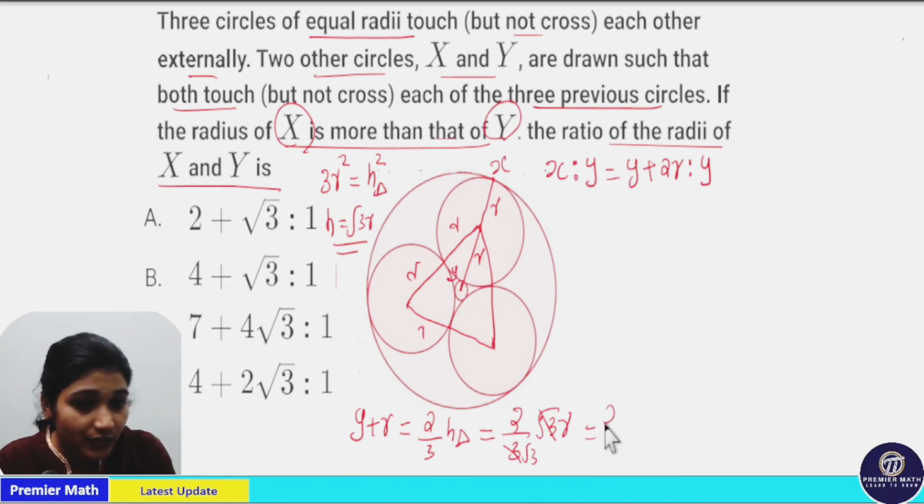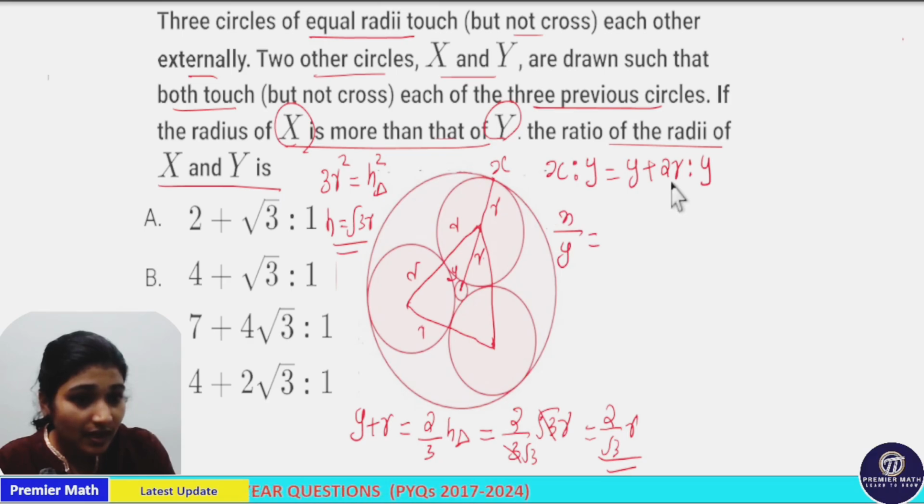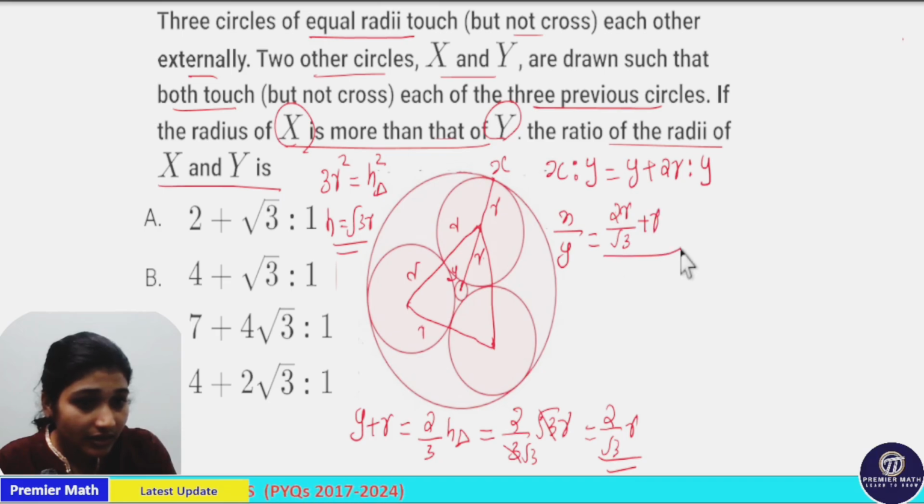So this is equal to 2 by root 3 r. y plus r is equal to 2 by root 3 r. Then x by y becomes (y plus r) divided by y, which is equal to 2r by root 3 plus r divided by 2r by root 3 minus r.